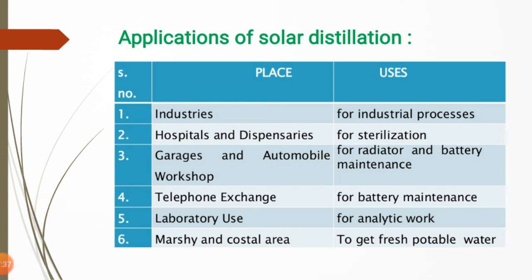So let's see. First is industries. In industries, the distilled water is used for industrial processes. Second is hospitals and dispensaries. That means in hospitals and dispensaries, this distilled water is used for sterilization. Third one is garages and automobile workshops. In garages and automobile workshops, for the repairing of the battery, there is a need of distilled water. That is, for radiator and battery maintenance, distilled water is required.